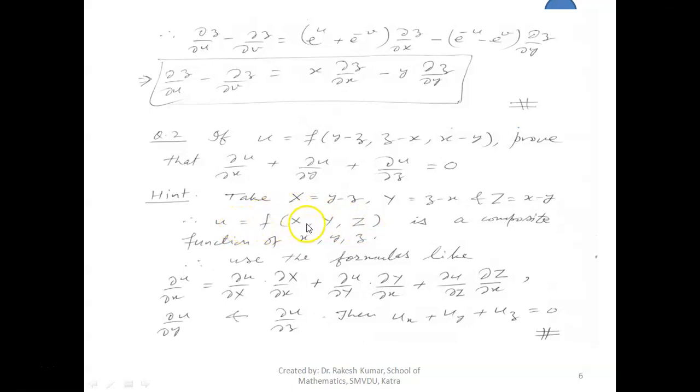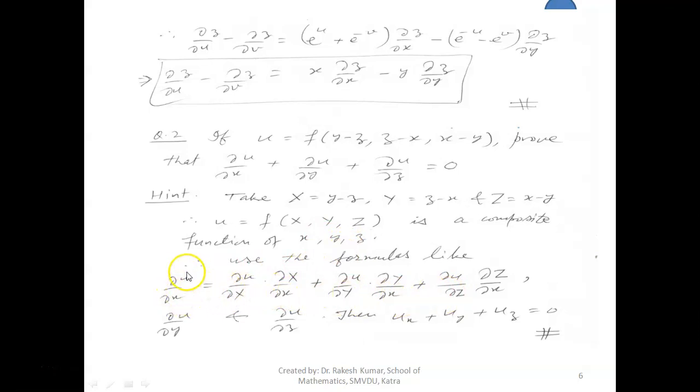u is a function of X, Y, and Z, and X, Y, and Z are again functions of small x, y, z. Therefore this u is a composite function of x, y, and z, and therefore we can use the similar formulae as we have learned earlier.